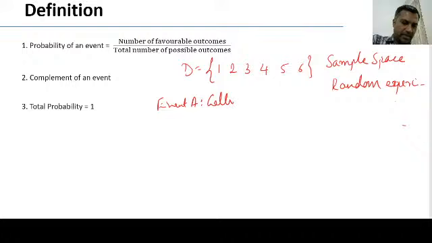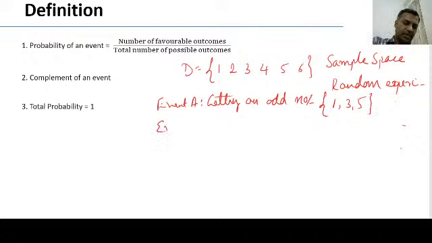Let's say event A is getting an odd number. So what are the outcomes in favor of it? Getting an odd number, say 1, 3 and 5.